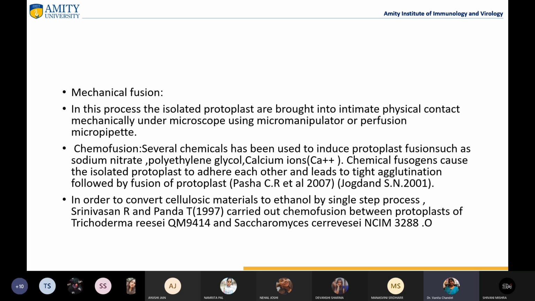Then there's chemofusion. As the name suggests, we are using certain chemicals for the fusion process. Several chemicals have been used to induce protoplast fusion, such as sodium nitrate, PEG, or calcium ions. Chemical fusion causes the isolated protoplasts to adhere to each other, which leads to agglutination, followed by fusion of the protoplasts. Okay, then we have electrofusion.